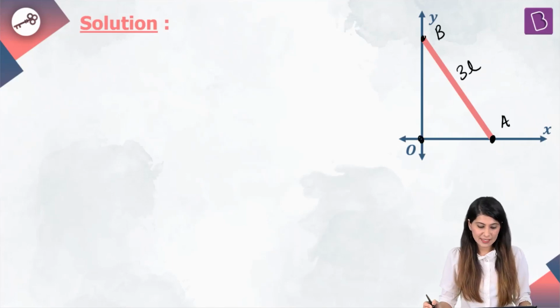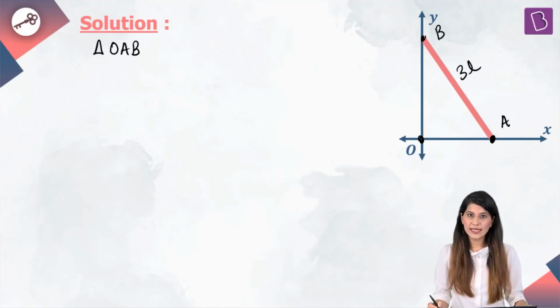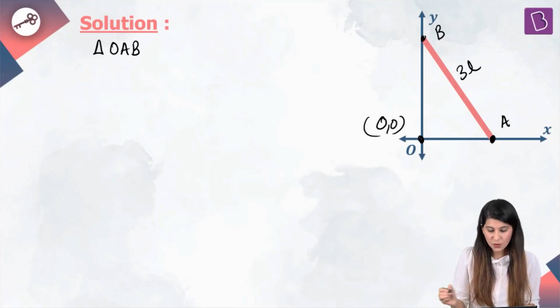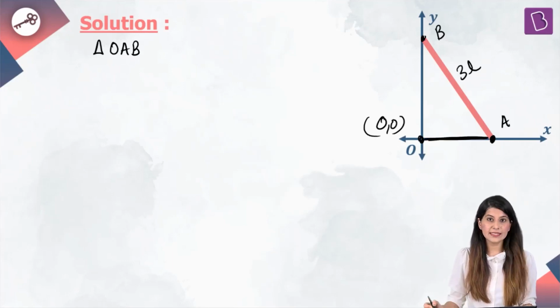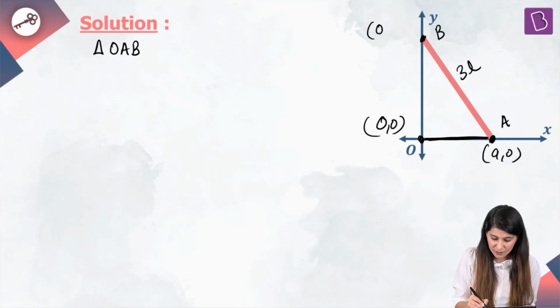And we are interested in what? Locus of the centroid of triangle OAB. So this is 0, 0, the origin, we all know. Let us assume the coordinates of A is A, 0. Similarly, let us assume the coordinates of B is 0, B.